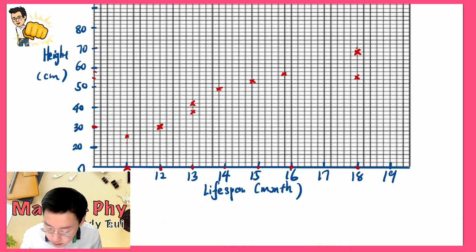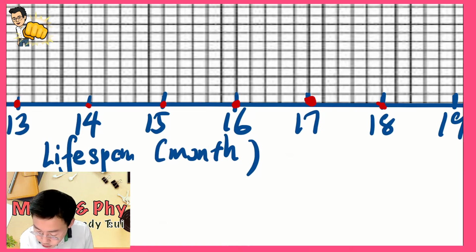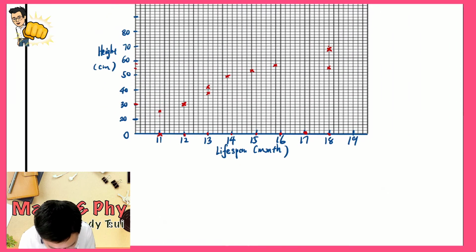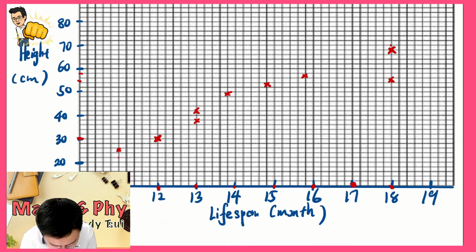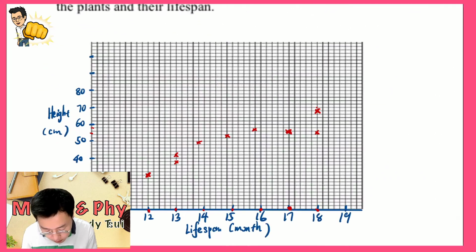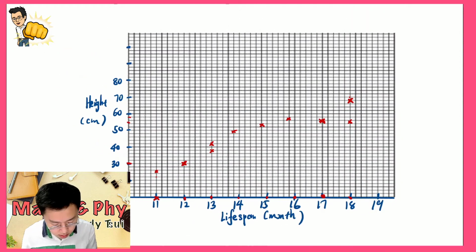So for the final one, it should be J. J is 17, and 17 is here. So we can find out 17 is here, and also the height is 56. 56 should be lower than 60 by 2 grids. So it should be here. So now we finish all the data in this scatter diagram.